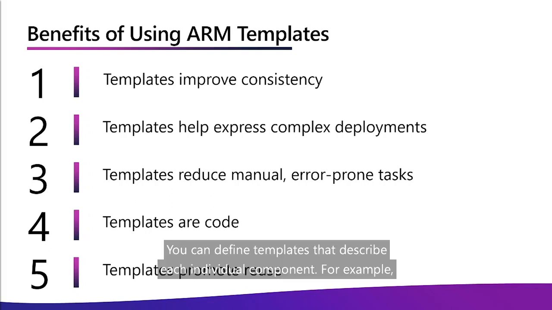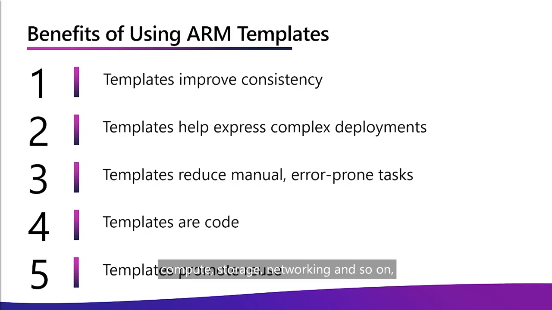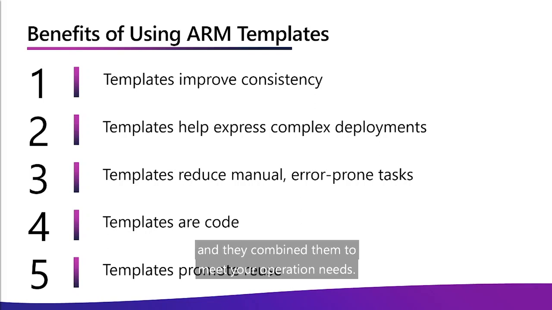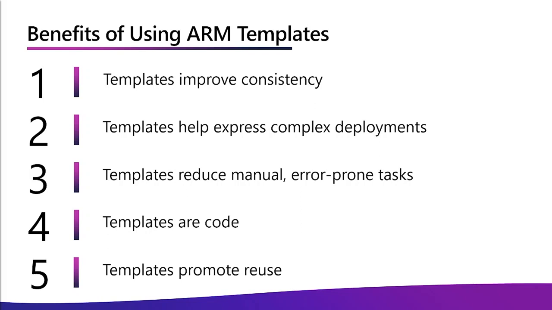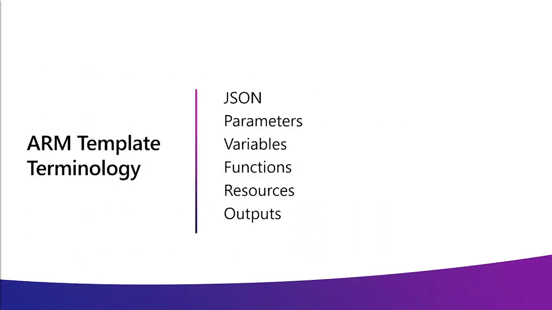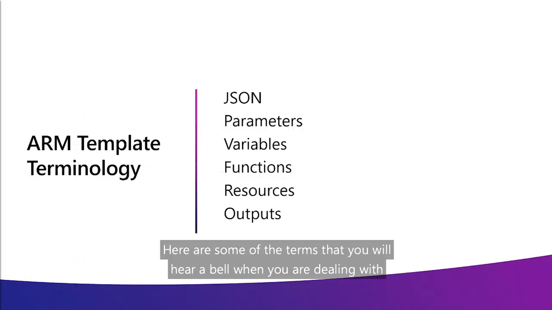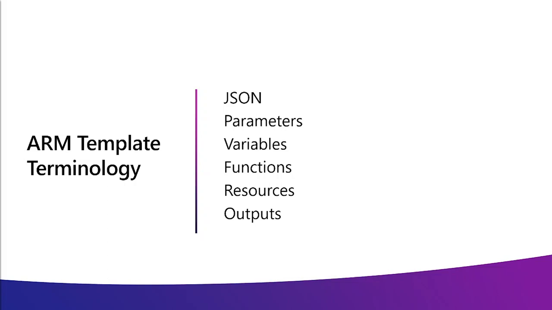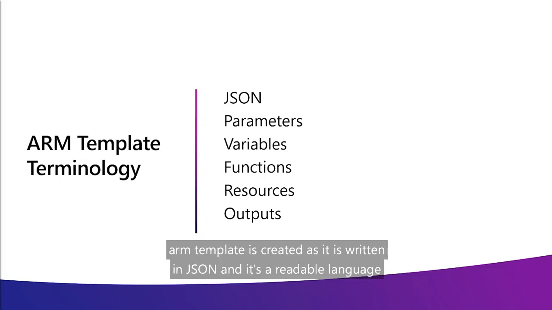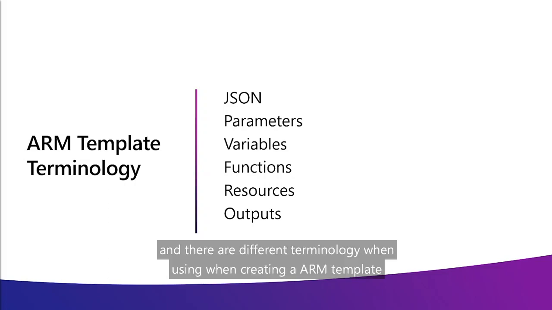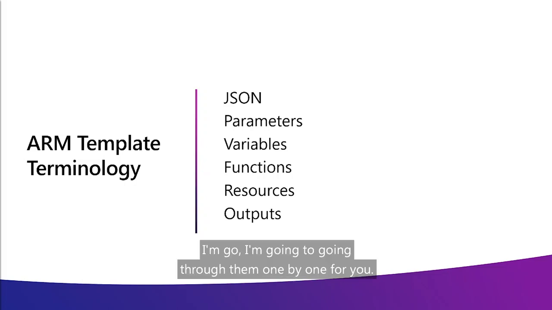You can define templates that describe each individual component, for example, compute, storage, networking, and so on, and then combine them to meet your operation needs. Here are some of the terms that you will hear about when you are dealing with ARM templates. An ARM template is written in JSON, which is a readable language, and there is different terminology when creating an ARM template. I'm going through them one by one for you.